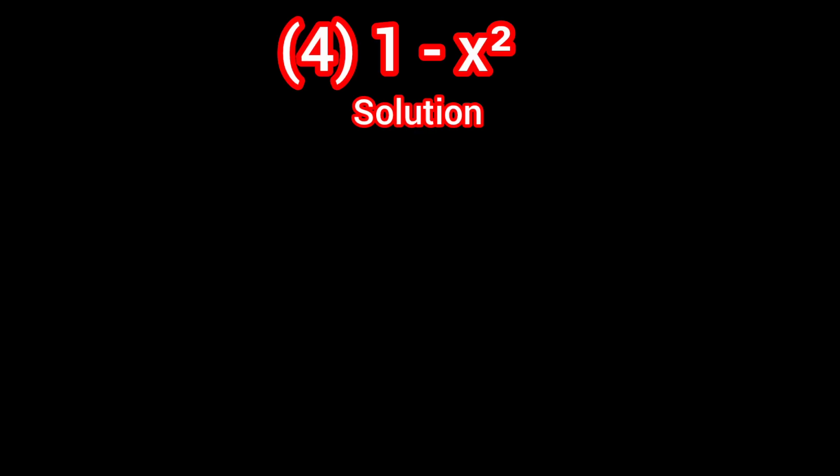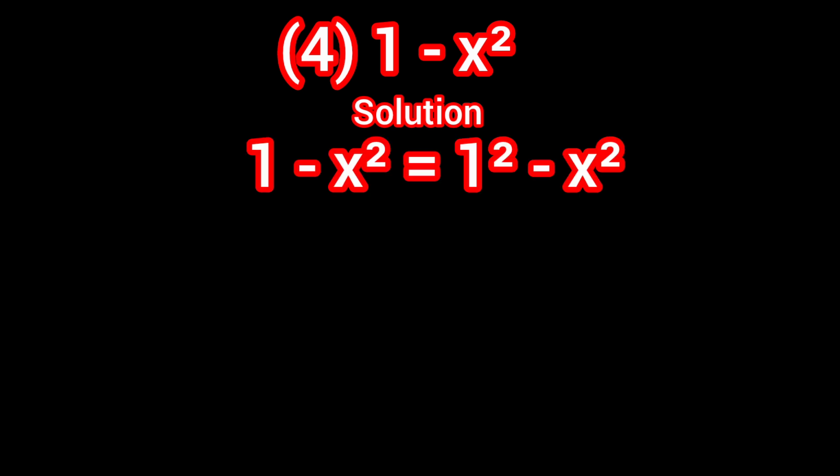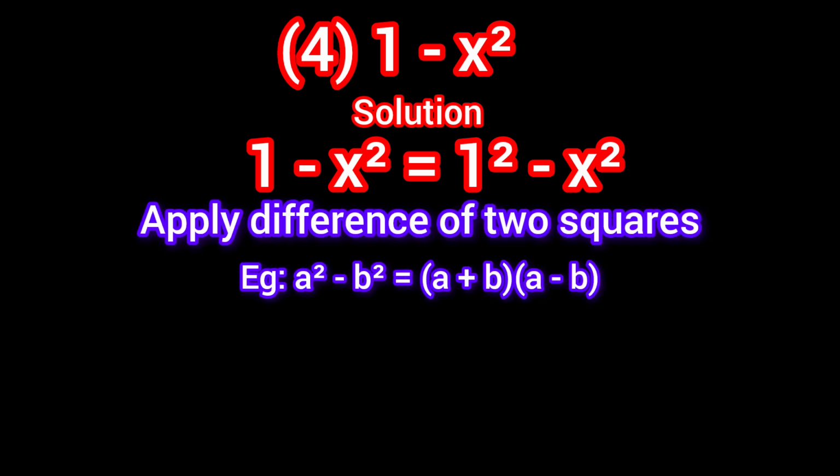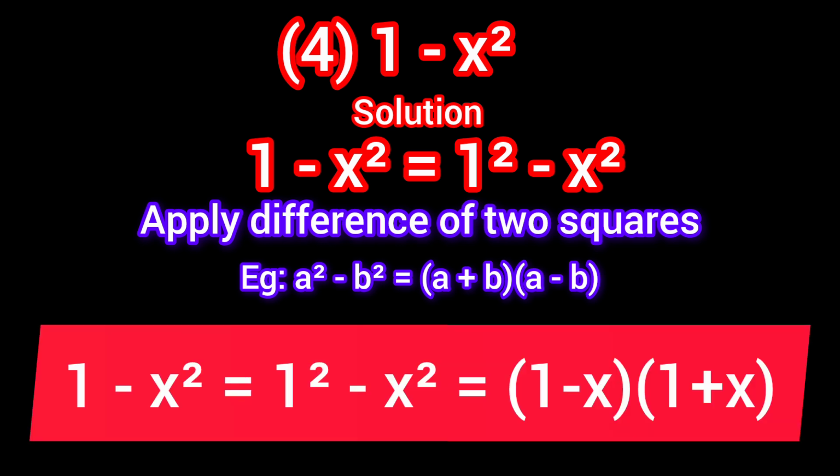Number 4. We are asked to factorize 1 minus x squared. We can rewrite this expression as 1 squared minus x squared, because 1 times 1 is still 1. We have not changed anything. We apply the difference of two squares, which is going to be what? 1 minus x, close bracket, open bracket, 1 plus x, and that is the factorization of this expression.